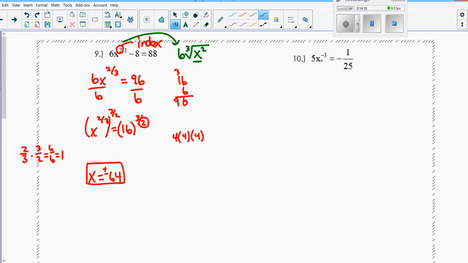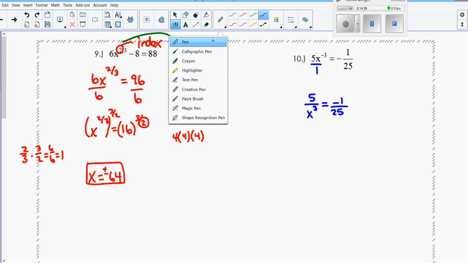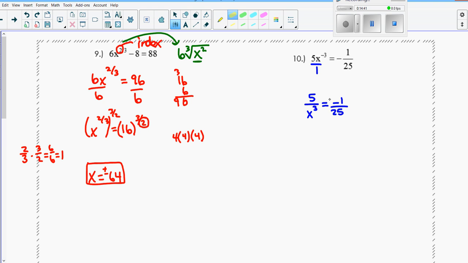Okay, so there are two different ways you can start this problem. I would start by looking at the fact that this is a negative, and I would say, I don't like negative exponents, so I'm going to flip it and put it in the right place. The 5 stays where it's at, because it's 5 to the first power. X to the negative third goes in the denominator, so flip it and forget the negative. And then that equals negative 1 over 25. If you notice, we have a fraction set equal to a fraction, so we can cross multiply.